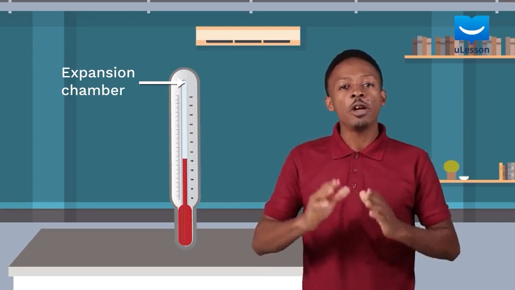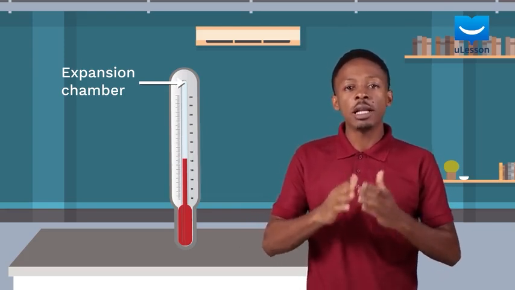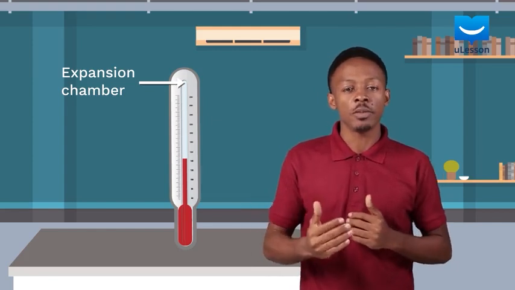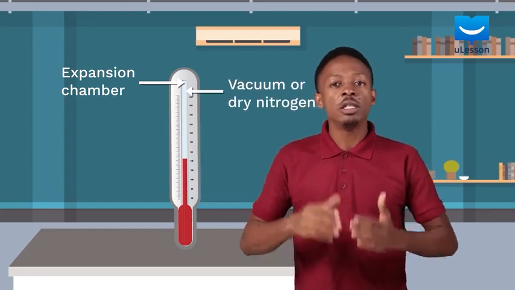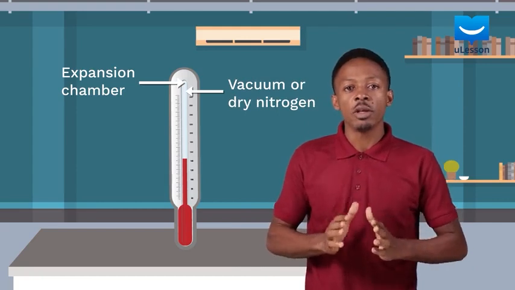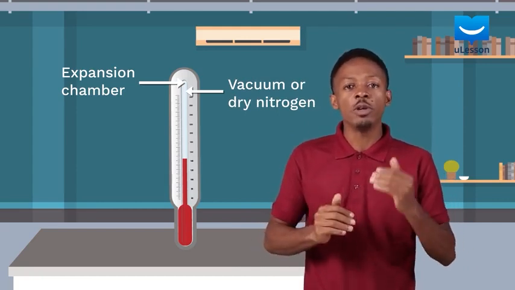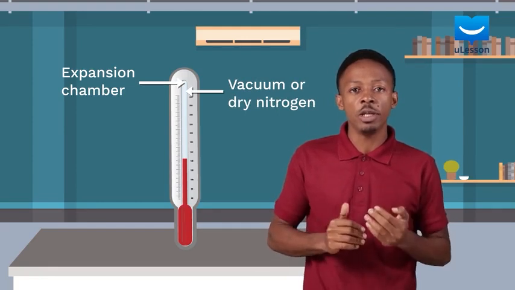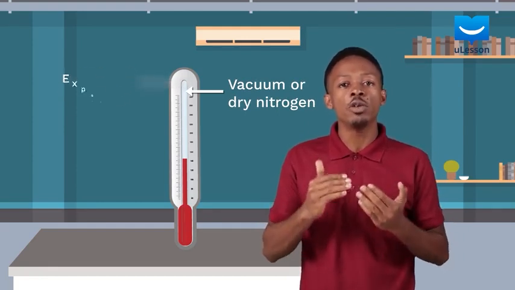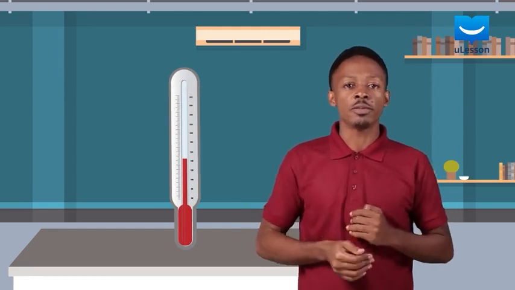First, to allow for expansion of the mercury when placed in temperatures slightly above the intended range. And secondly, it is either a vacuum or filled with dry nitrogen. The dry nitrogen has the added advantage of not only preventing oxidation of the liquid, but also applying a little pressure to prevent the liquid column from separation.